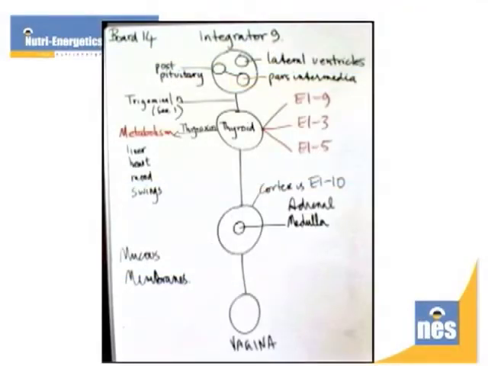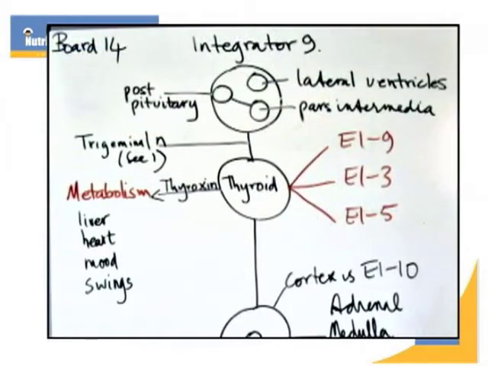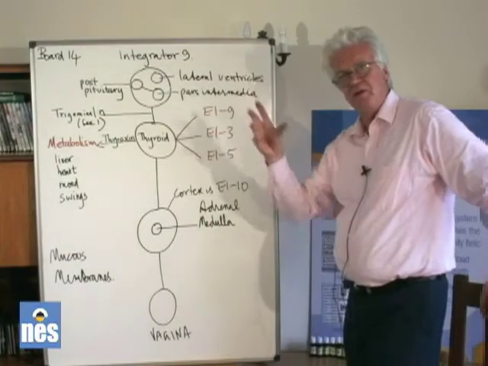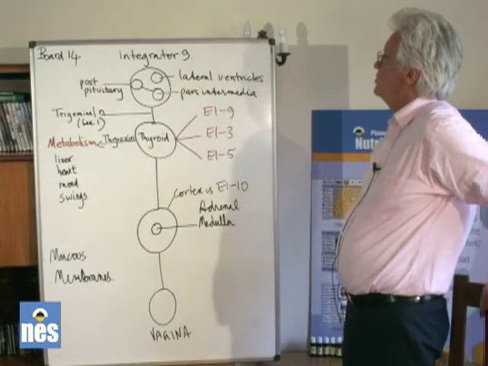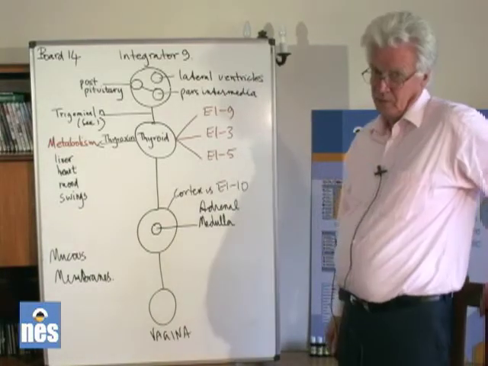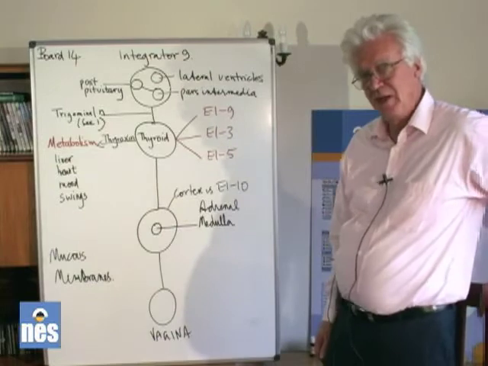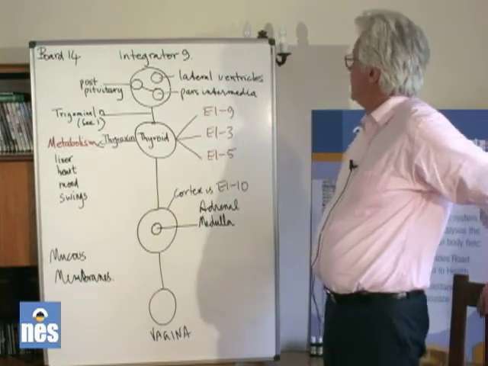Integrator 9 mind map. We have the lateral ventricles of the brain. We have the pars intermedia pituitary and the posterior pituitary. The anterior pituitary will belong to integrator 5. Trigeminal nerve, it's one of the 12 cranial nerves, of course, so you should also see integrator 1 and use 1 and 9 together for an upset of the trigeminal nerve. Mind you, it might make it worse because you haven't treated the terrain. I'll think about that later.